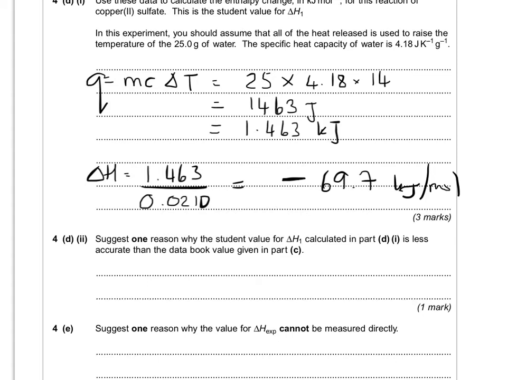Then it says, suggest one reason why the student value for delta H1 calculated in part D1 is less accurate than the data book value given in part C, and that will be due to heat loss. So you could say that there was more heat lost.